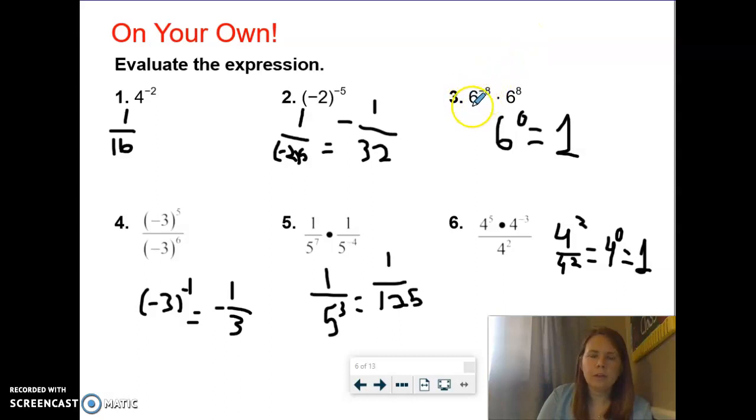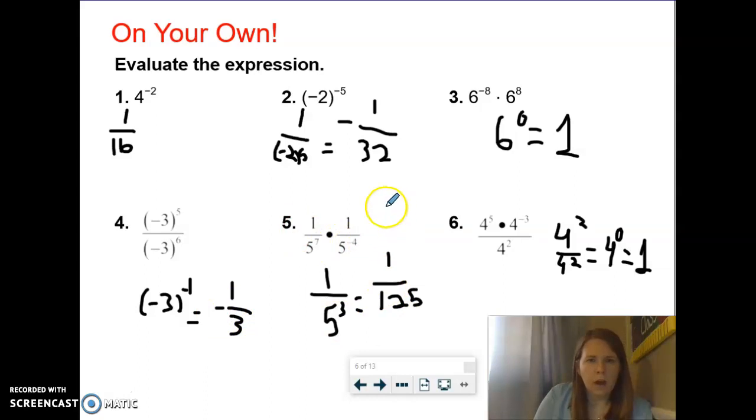When you have number 3, with a base of 6, and you multiply them, remember you're just adding the exponents, so negative 8 plus positive 8 gives you 0. 6 to the 0 is then just a 1. Number 4, you have to use your division, so you're taking 5 minus 6, which gives you a negative 1 exponent. So all you have to do for this one is move that negative 3 to the bottom. Again, you can leave that negative with it, or you can move it to the middle here.